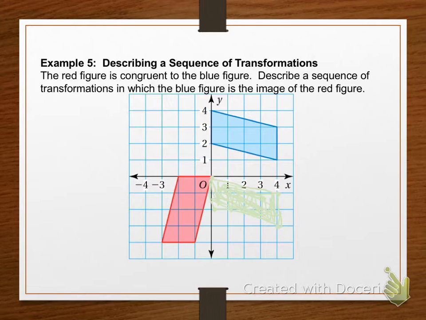Now then we would translate it up 4 units. So we would take that green shape and move it up 4 units, and we would have my blue shape here. So this green one here is just that rotation about the origin, and then the blue would be translated up 4.